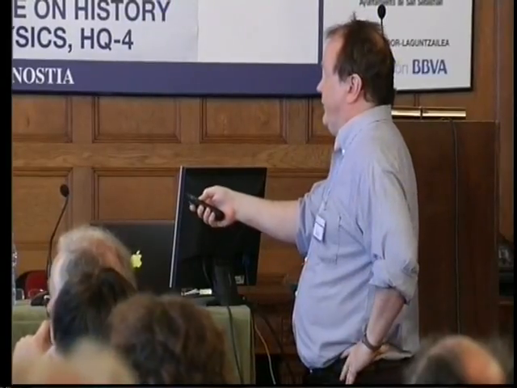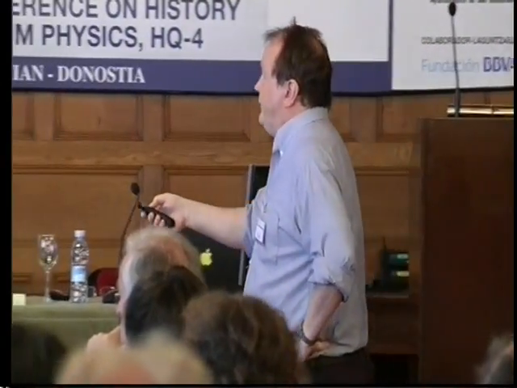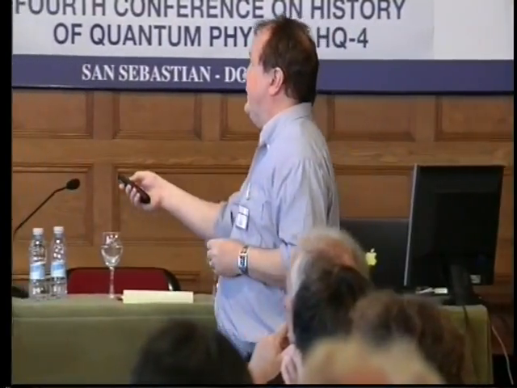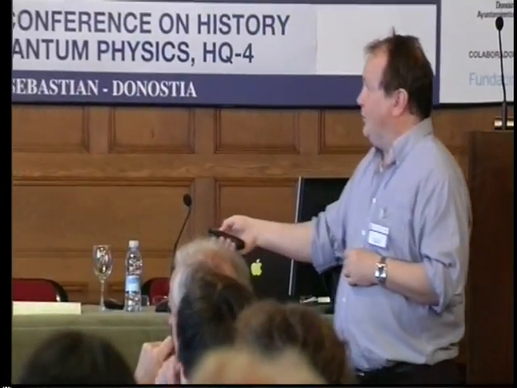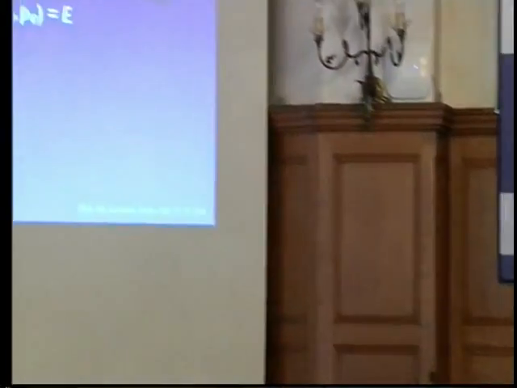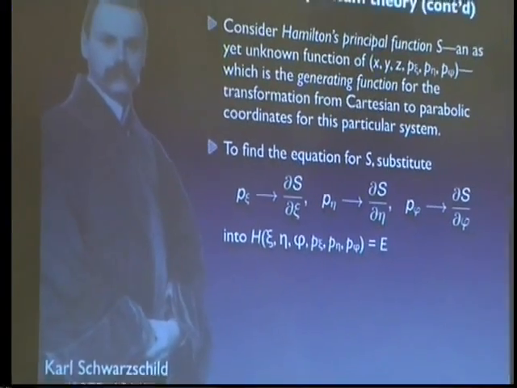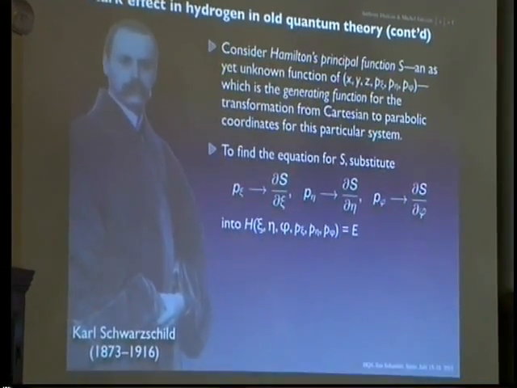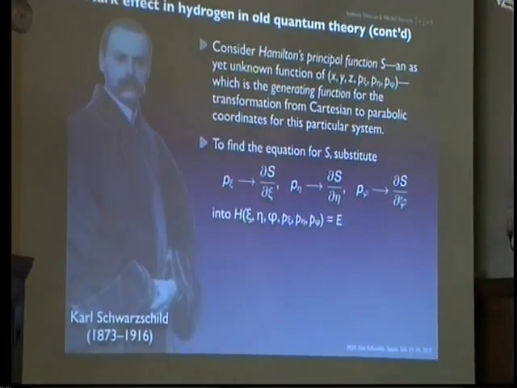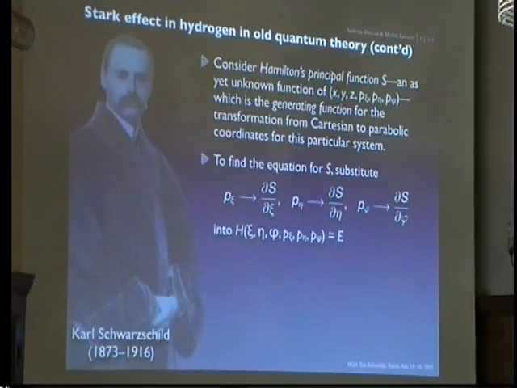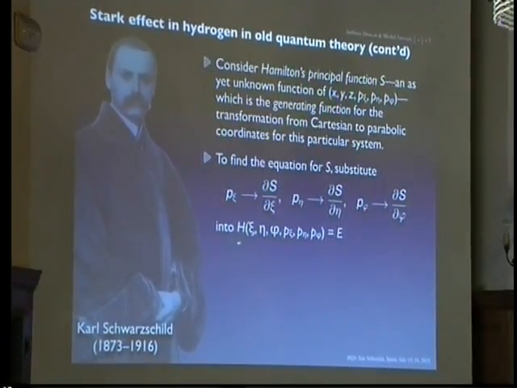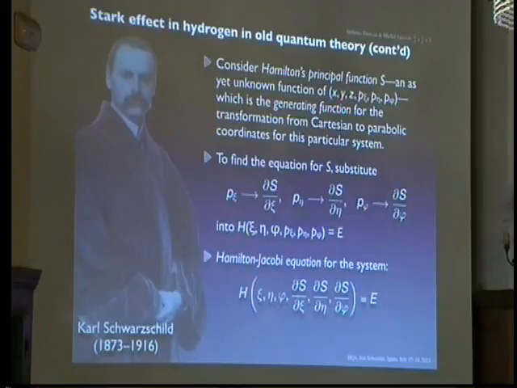But it's okay. We have something called Hamilton's principal function S. This is that as yet unknown function of the coordinates and the momenta, and it is the generating function for the transformation from Cartesian coordinates to the parabolic coordinates. To find an equation for this S, you substitute, and this will look extremely familiar once you think about quantum mechanics: replacing p by h bar over i times d/dx, you replace p of psi by the partial derivative of S with respect to psi, and so for the other dimensions. You now stick those dS expressions into the Hamiltonian set equal to the energy, and this is called the Hamilton-Jacobi equation.